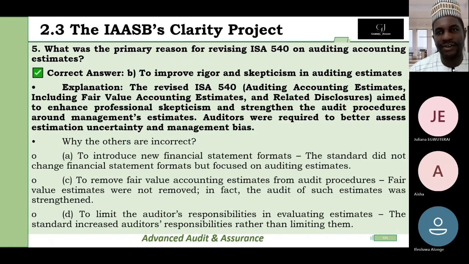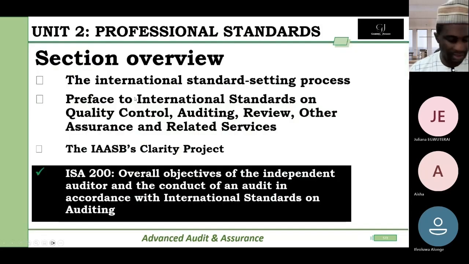What is the primary reason for revising ISA 540 on auditing accounting estimates? Yes, to improve rigor and skepticism in accounting estimates. So auditing accounting estimates, including fair value accounting estimates and related disclosures, aims to enhance professional skepticism and strengthen the audit procedures around management estimates. Auditors are required to better assess estimation uncertainty and management bias. Exactly, everybody got it. The ones you feel are not relevant to our exams, this is more relevant and you got it.